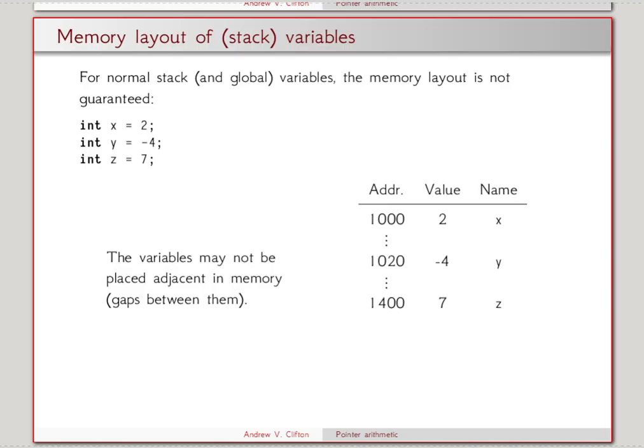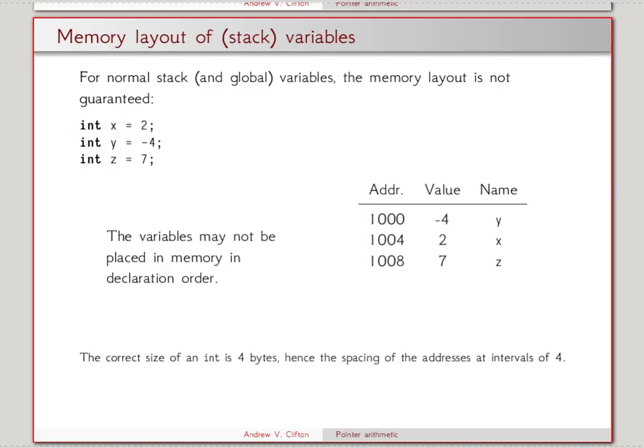So even though these variables are together in my program, they may not be right one after another in memory. The compiler is allowed to put other stuff in between them, so there might be gaps between them. There might be something else between x and y and something else between y and z. Even if they are together, they might not be placed in the same order. They might be placed in the order y, then x, then z. Note that these are spaced 4 apart because, again, ints have a size of 4.